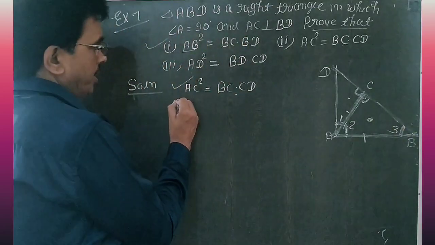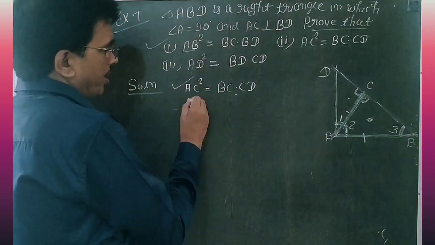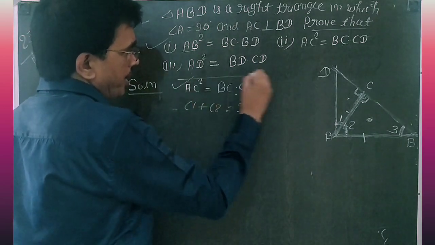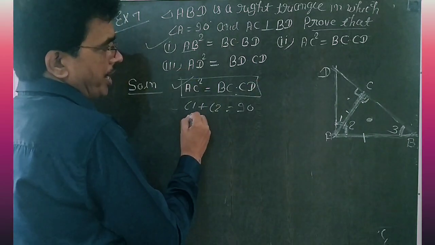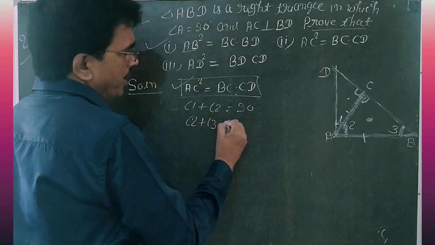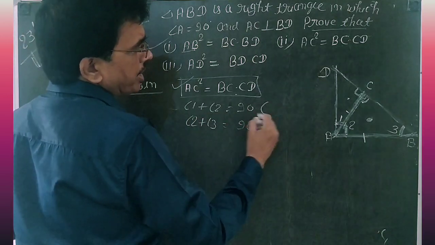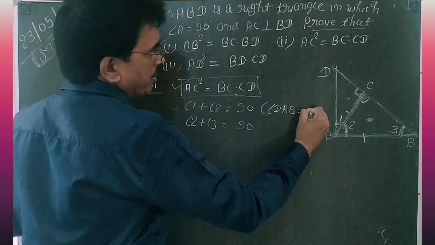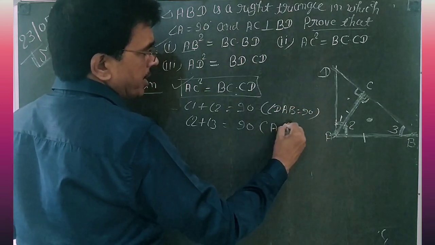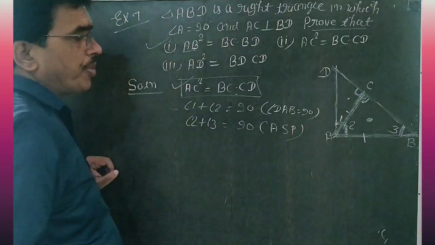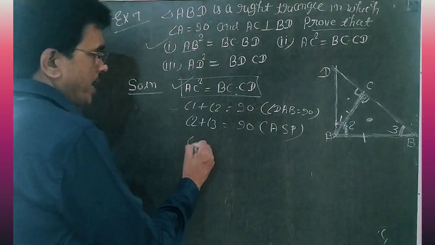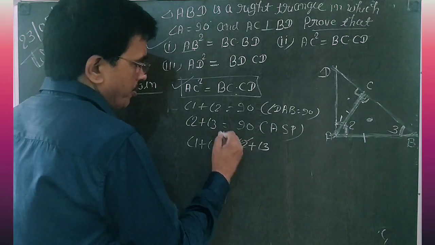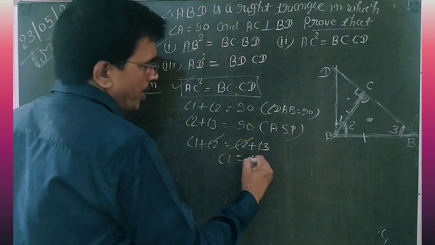So first you write the solution: angle 1 plus angle 2 is equal to 90. You have to do this. And angle 2 plus 3 is 90. This 90 is because angle DAB is 90, and this 90 is because of angle sum property in triangle ADC. So you can say 1 plus 2 is equal to 2 plus 3, so you can say that 1 is equal to 3.